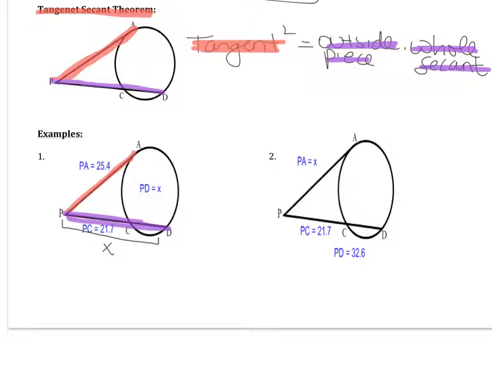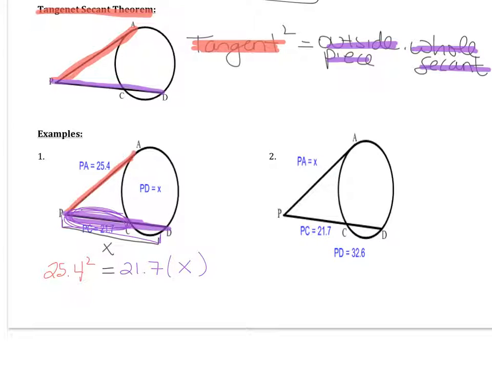So my tangent is 25.4. So 25.4 squared, because that's what the formula says, equals my outside piece of my secant. This is the piece that's on the outside of my circle, which is 21.7, times the whole secant line, which is x. So now all I do is solve.